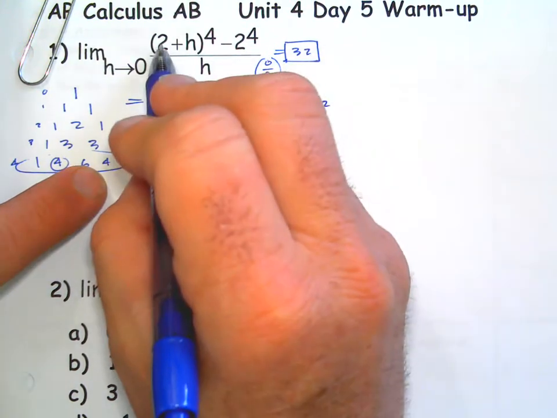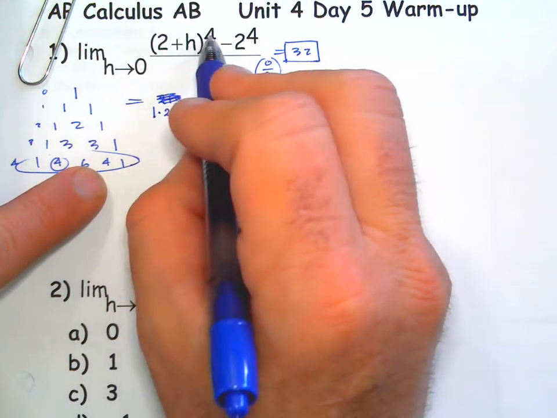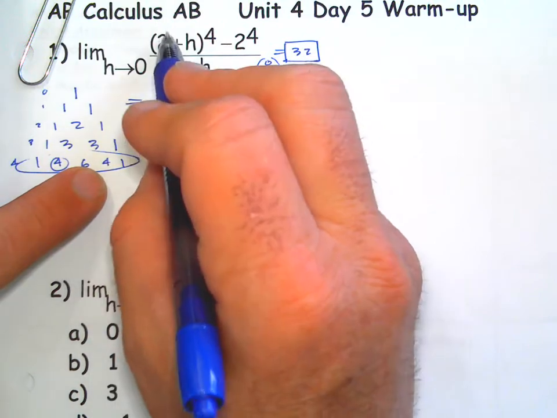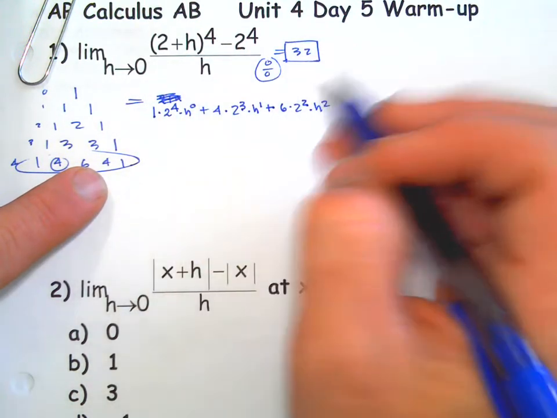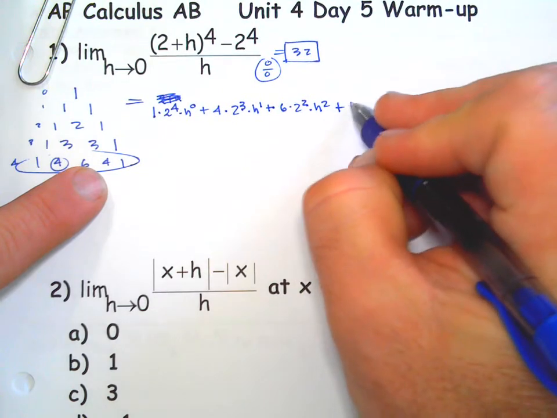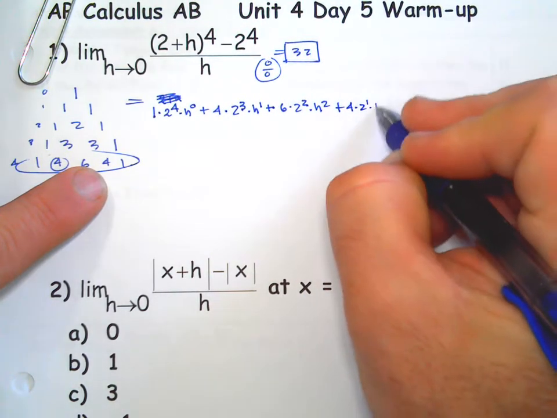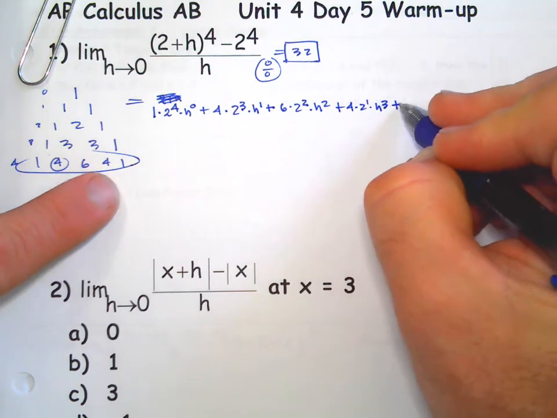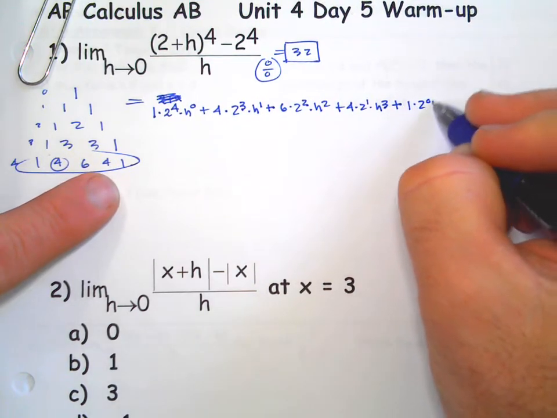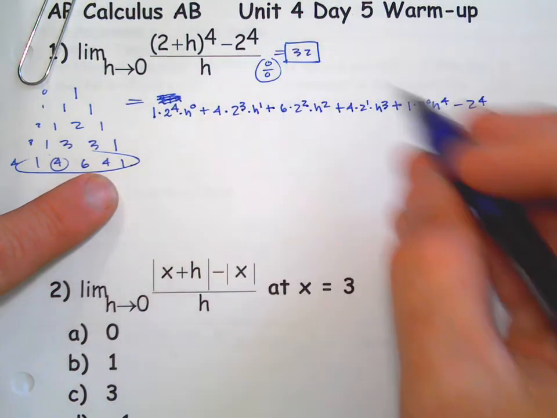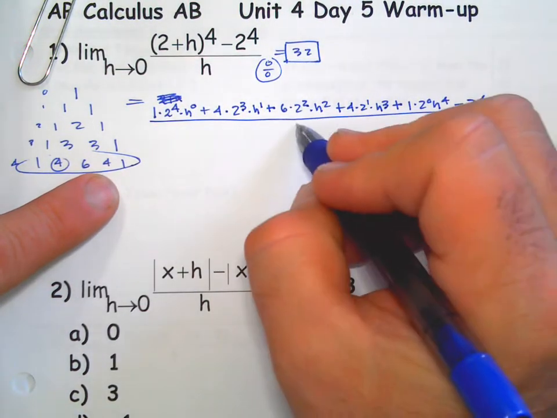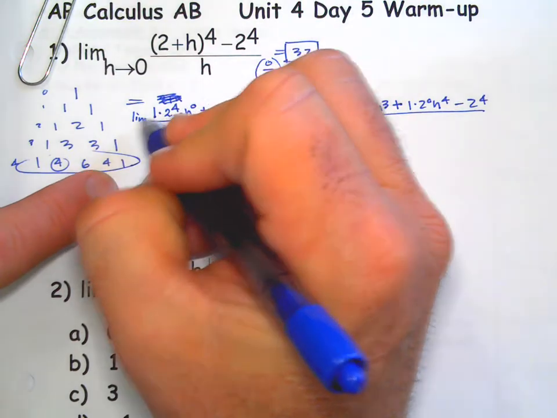So remember, the first term starts at the high power, and the second term starts at the 0th power. And this one gradually comes down, 4, 3, 2, 1, all the way to 0. This one goes up from 0, 1, 2, 3. Okay. Plus 4 times 2 to the 1st, h cubed, plus 1 times 2 to the 0, h to the 4th. And then you have a minus 2 to the 4th just from that, all over h. We're still taking the limit.